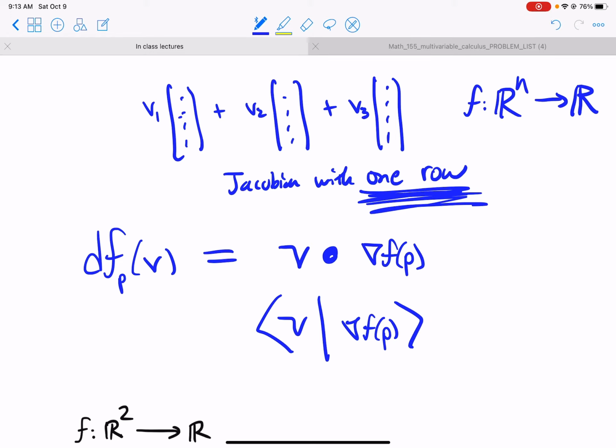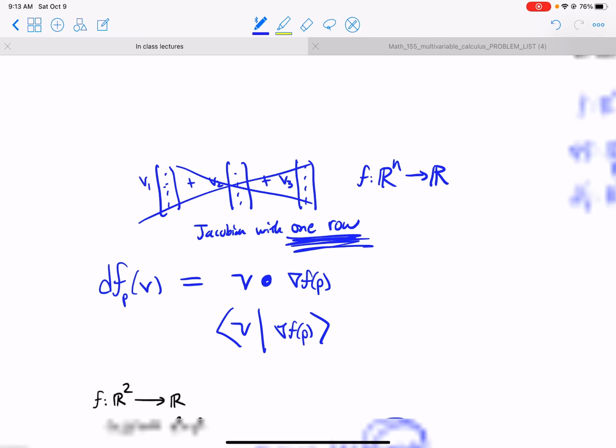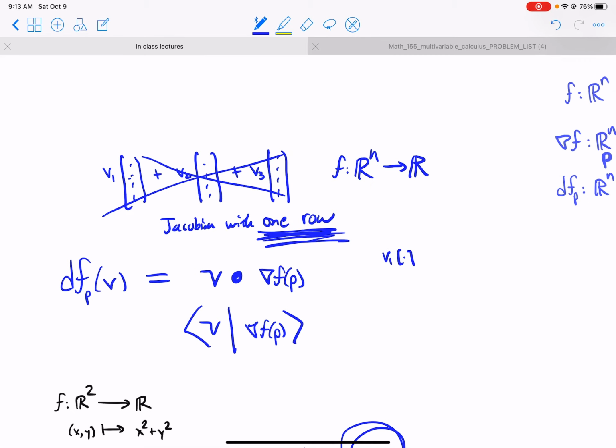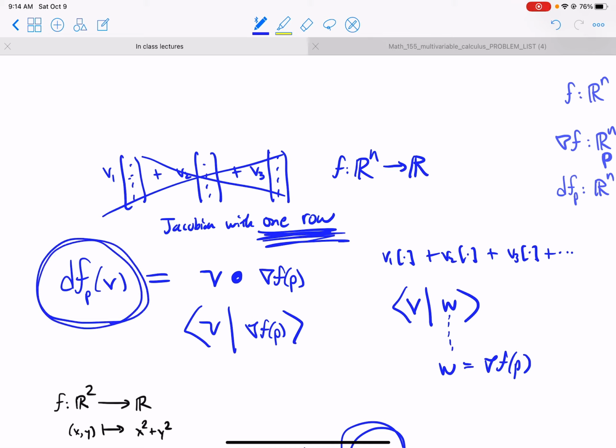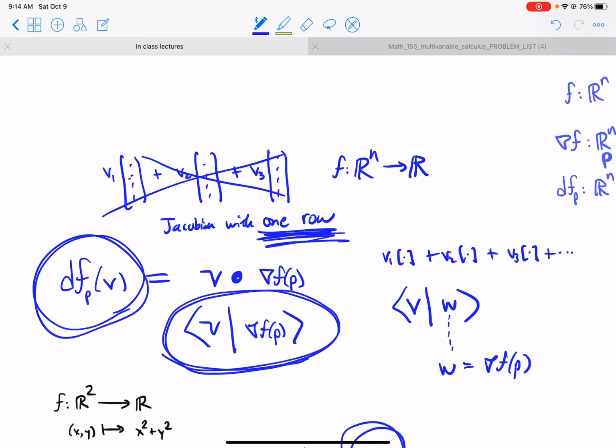And that's when we do not have something like this, but we instead have something like v1, one number, plus v2, the second column of the Jacobian just has one number, plus v3 times the third column of the Jacobian has one number, etc. And this is a dot product of v with some vector. And what is it? It's the gradient of f at that point. So the derivative of f at the point P in direction v can be written as the dot product of the movement vector v with the gradient of f at P.